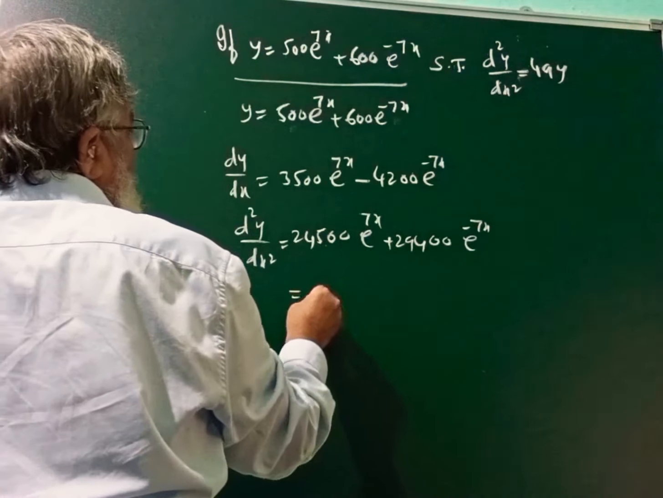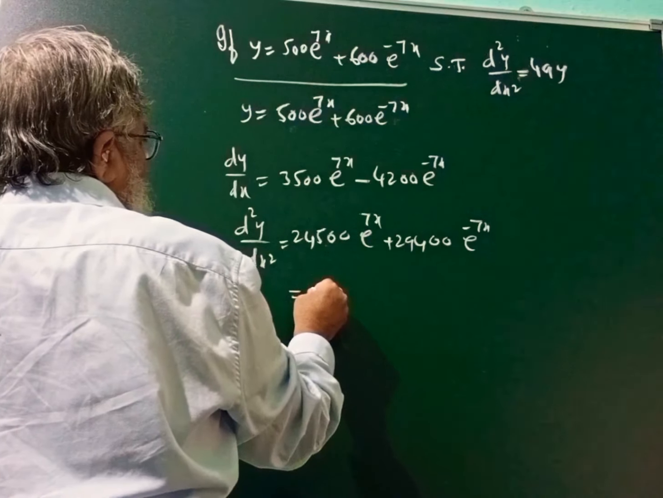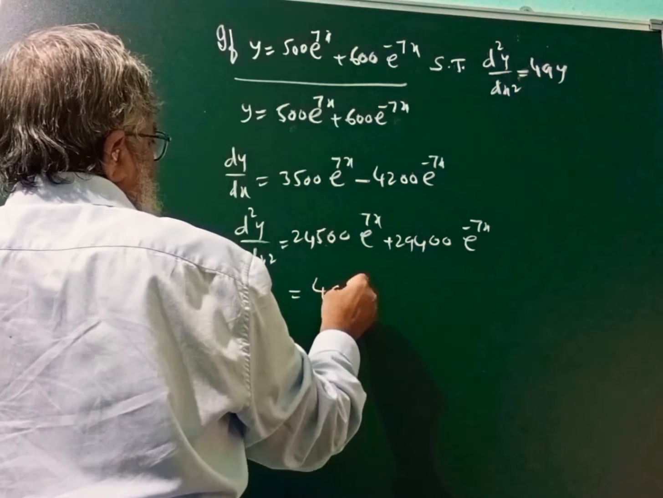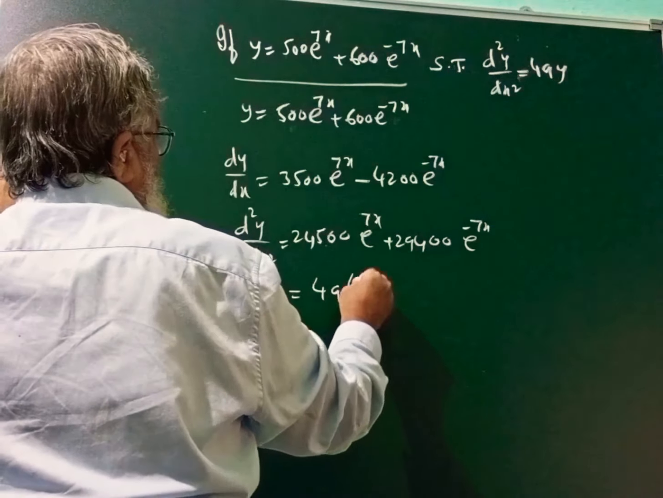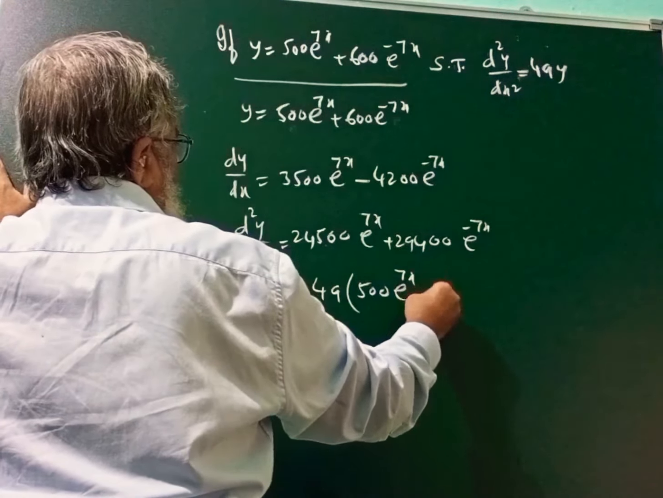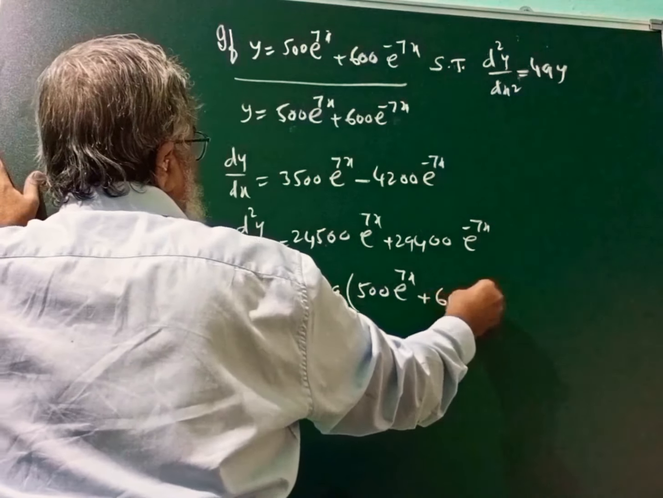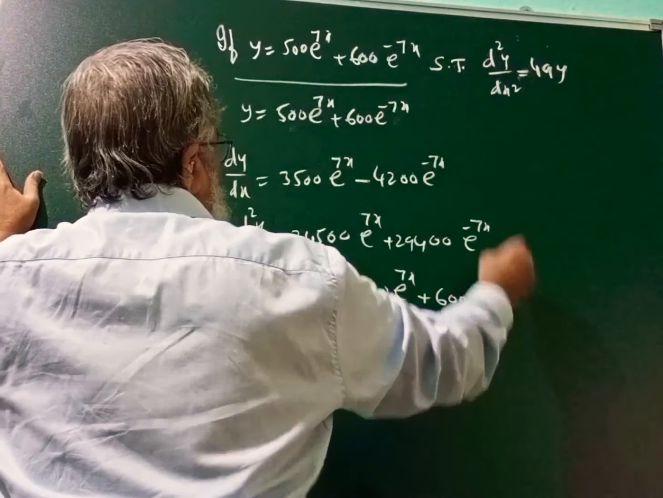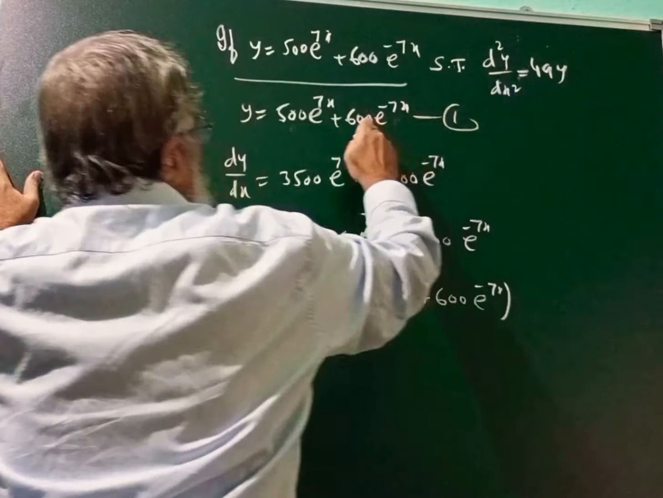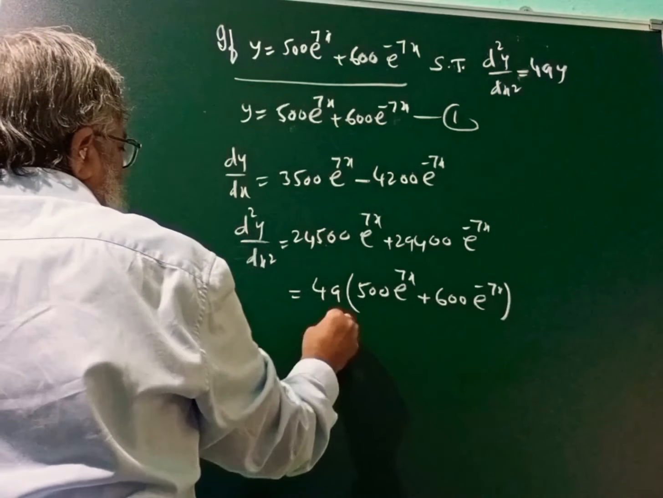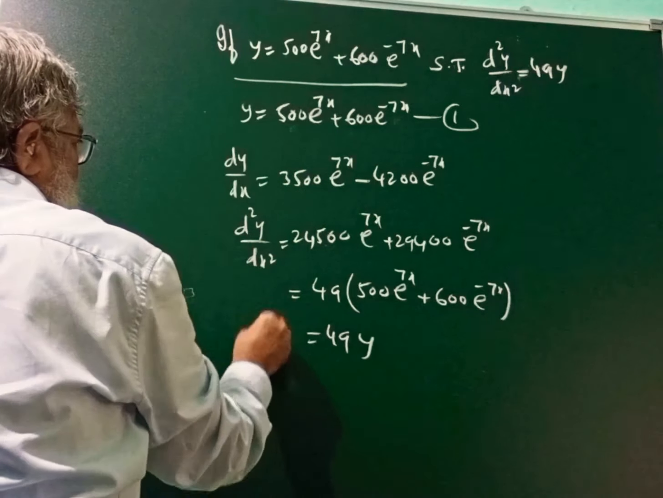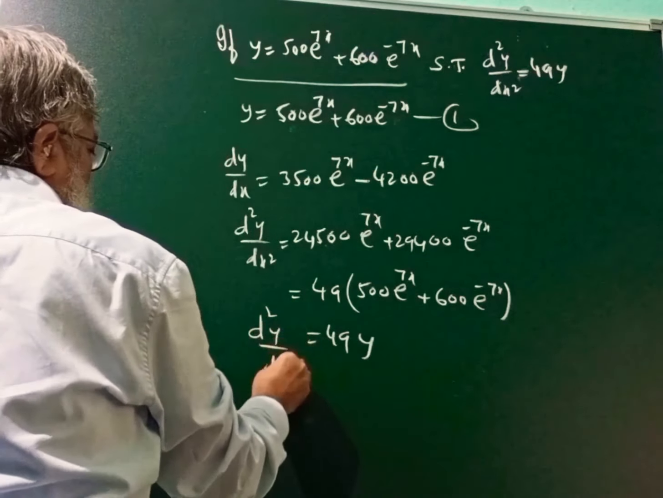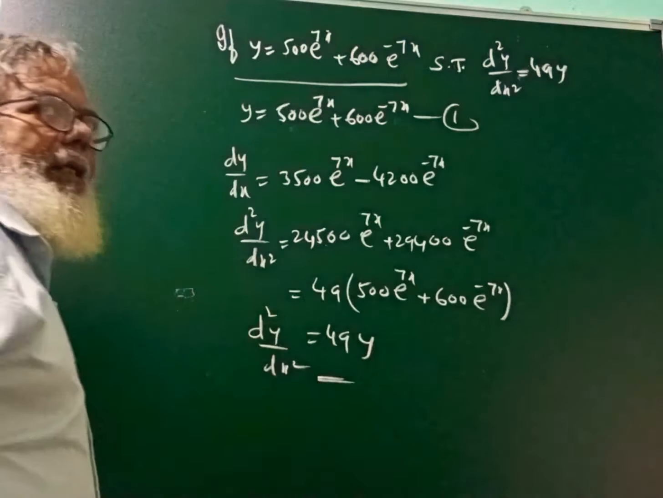Now you can see here we can take 49 common. Here what we get is e raised to 7x plus 600 e raised to minus 7x. Now see what this value is. This value is nothing but y. So we write 49 into y from equation 1. That is the value of d square y by dx square.